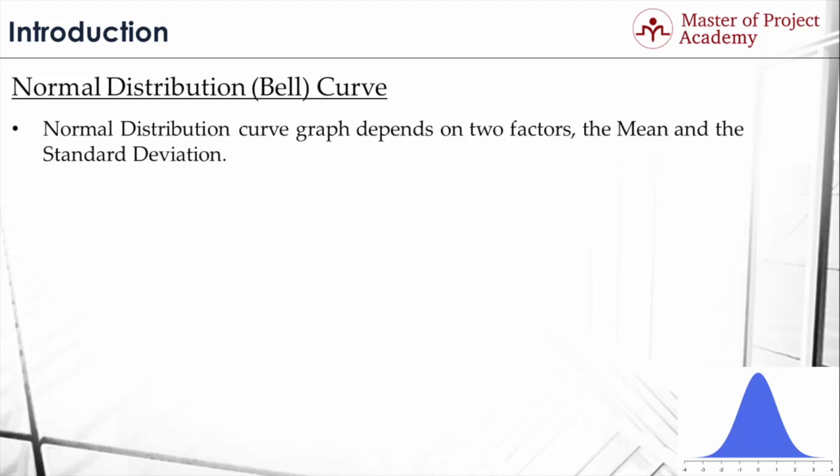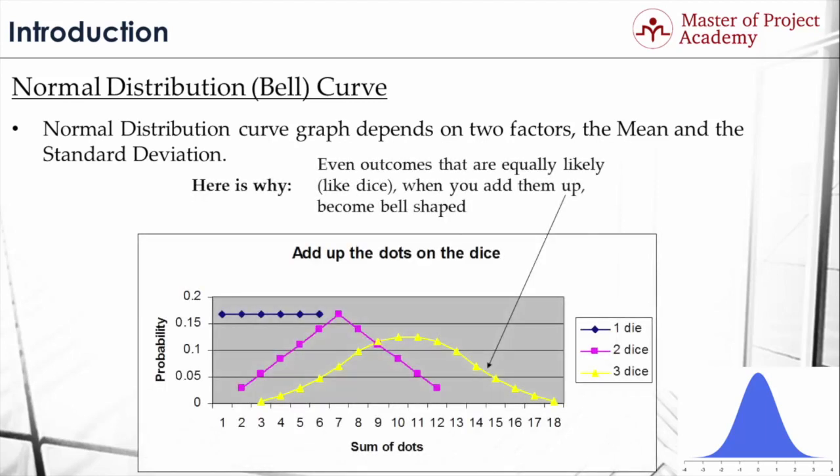The steeper the curve, the lower the variation. Let's go over an example. If you roll a single dice, the possibility of each number to come is equal, around 16.67% for each number. If you roll two dice, the possibility of the sum of the dots will be as shown in the pink line. It will be from 2 to 12 respectively.